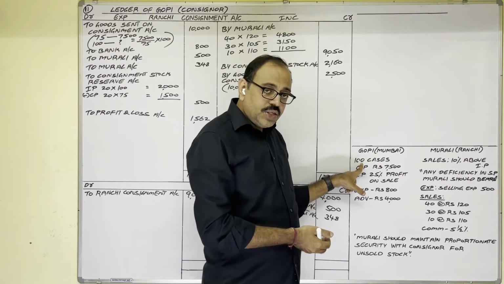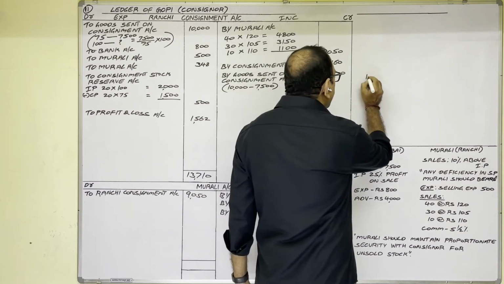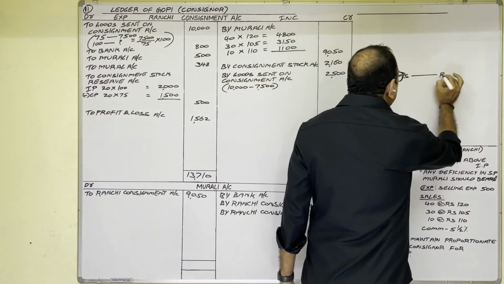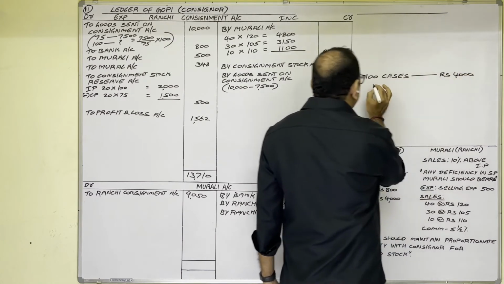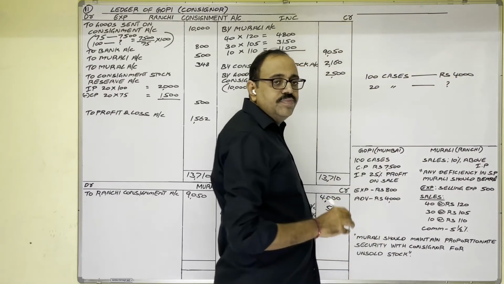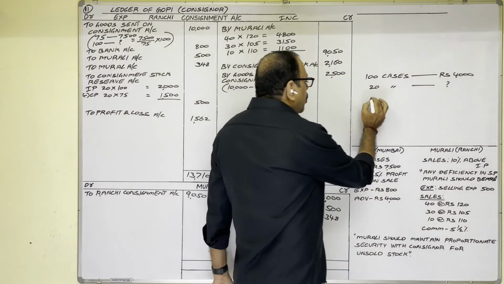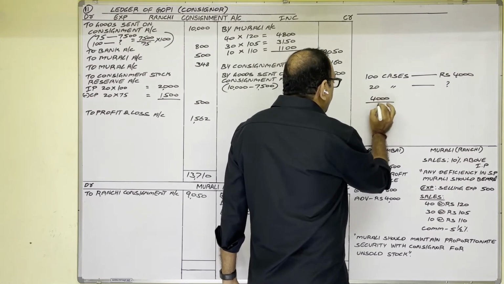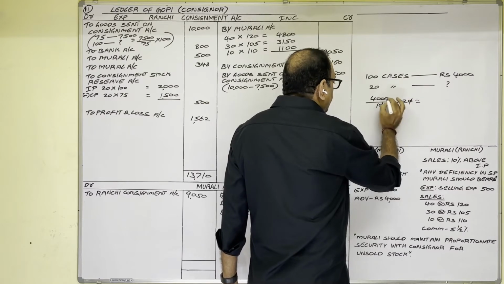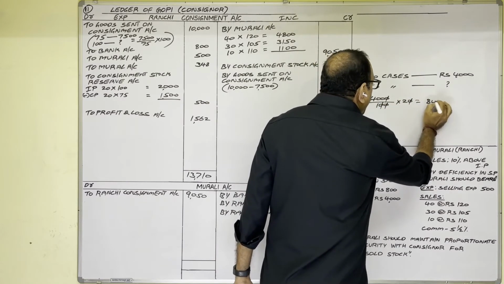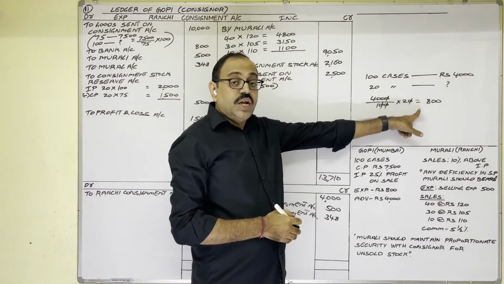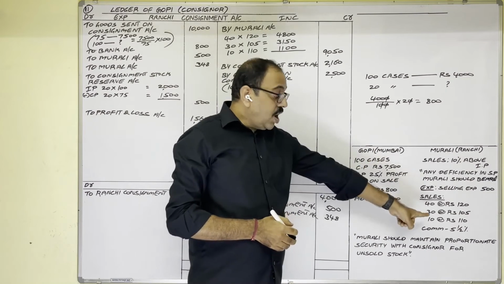Total goods sent 100 cases, no? On 100 cases, how much advance consignee is paying? 4,000 rupees. Then, on 20 cases, how much advance he should pay? This is the question. 4,000 rupees divided by 100 into 20 is equal to 800 rupees. So consignee has to pay 800 rupees advance again for this unsold stock.